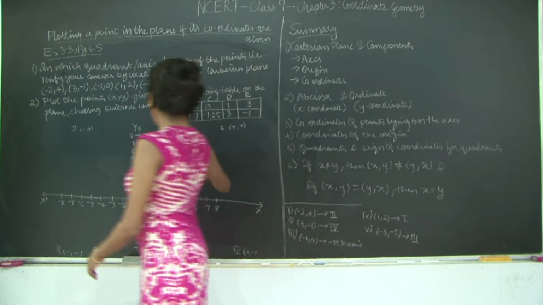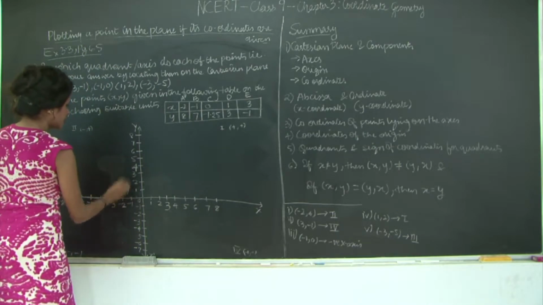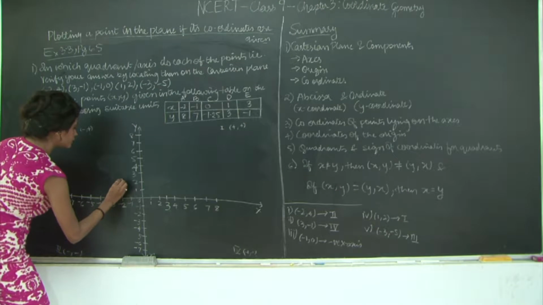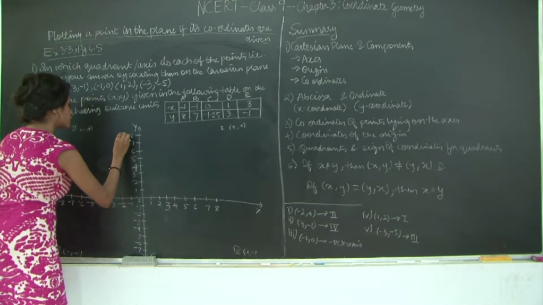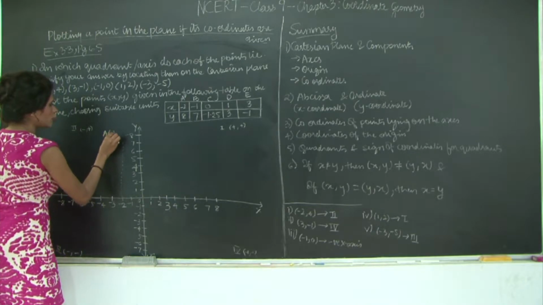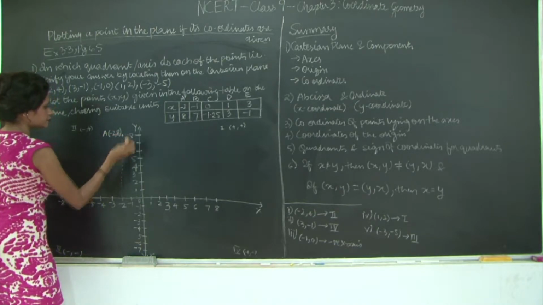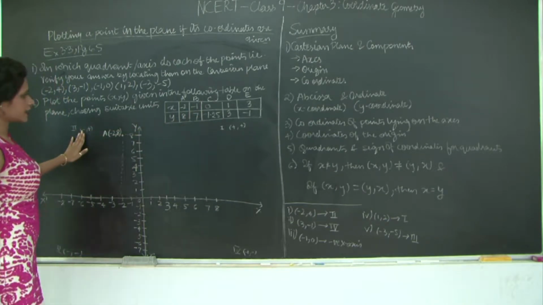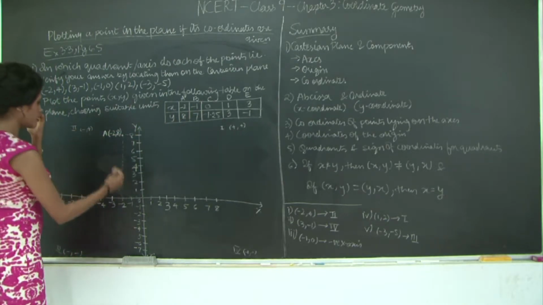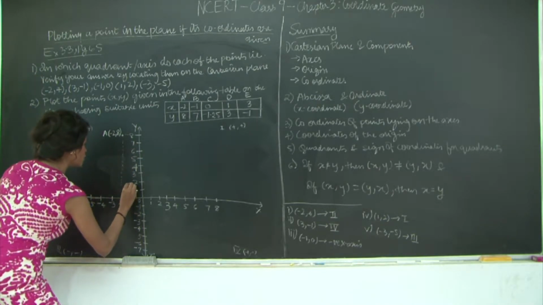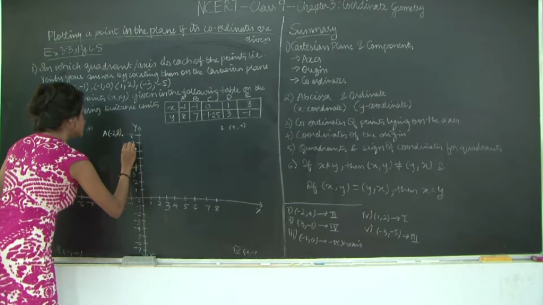So let's check for -2 on the x-axis and 8 on the y-axis. So it will be this point. I'll call this A, (-2, 8), right. Then I have (-1, 7), again negative and positive. So second quadrant, so -1 is here and 7 is here. So let us locate point B.